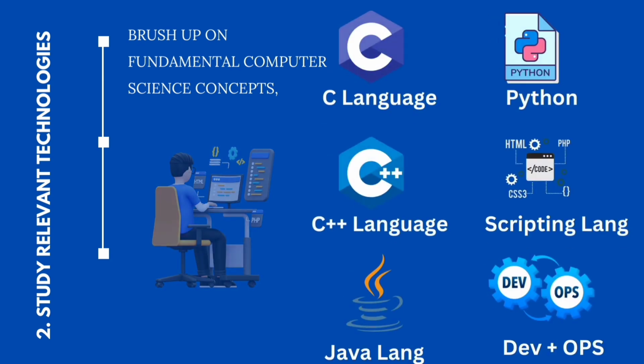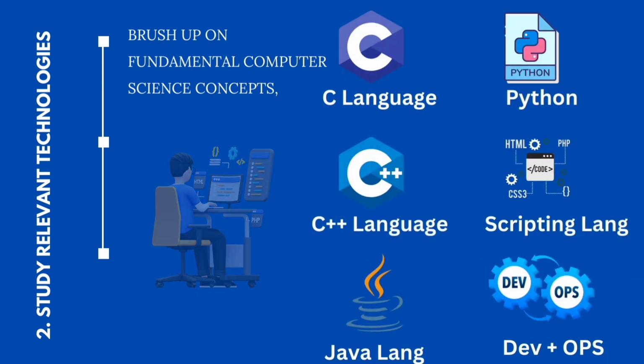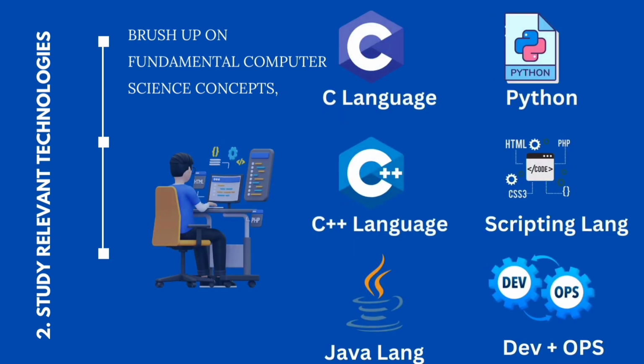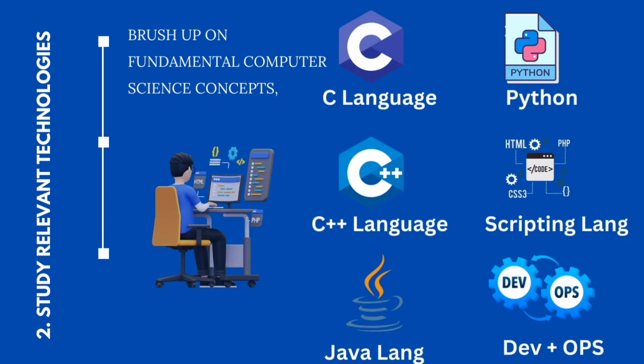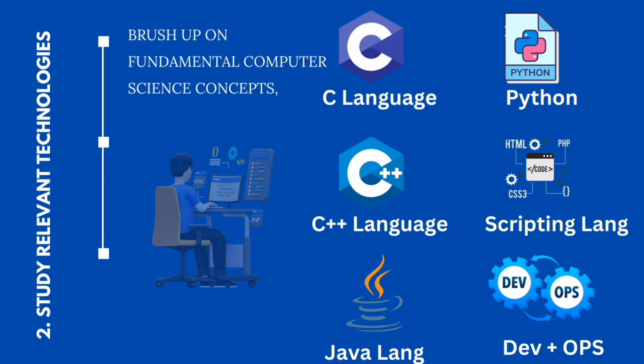Point number 2 is study the relevant technologies, which is a very important point. Students, please list out the different technologies which are related to your study. As a computer engineer, we should focus on different programming languages like C, C++, Java, Python. There are some scripting languages. Here all languages are not compulsory. I suggest you should have a good knowledge of C++, and other than C++, whatever language you like, please prepare accordingly.